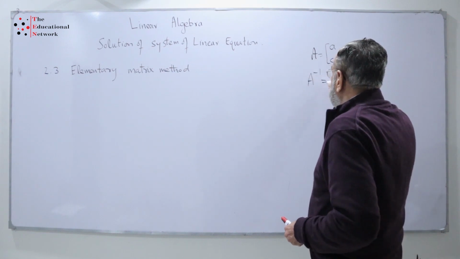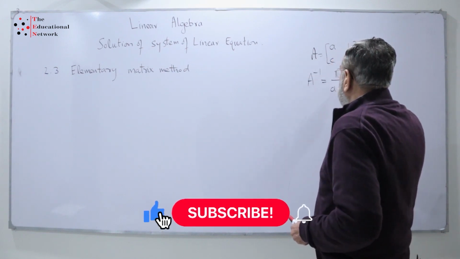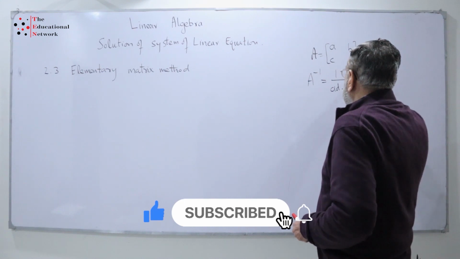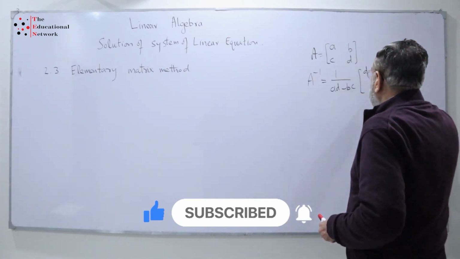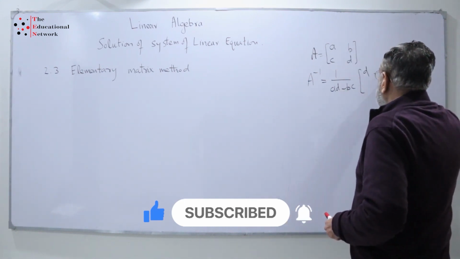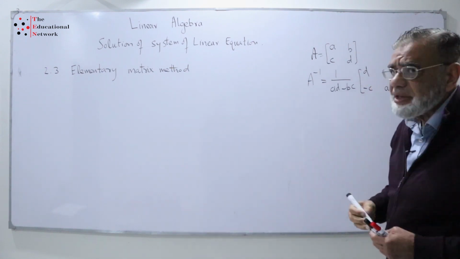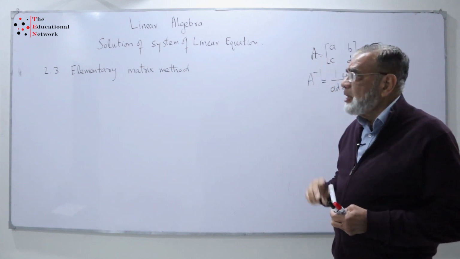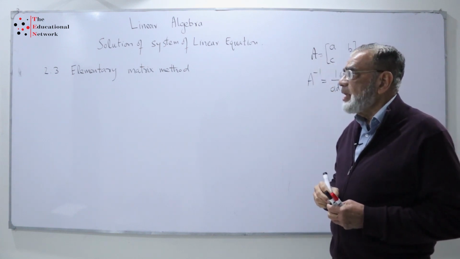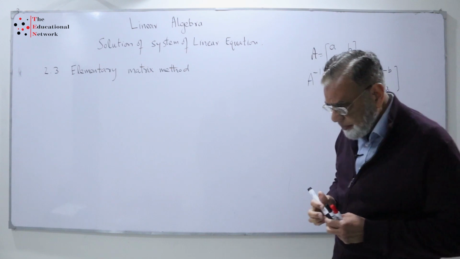We said this A inverse is equal to 1 over AD minus BC, and then we interchange D and A and multiply B and C with a minus sign. So this is the inverse. This is just a formula. We'll explain it further. Now the method we are going to discuss today is the elementary matrix method.